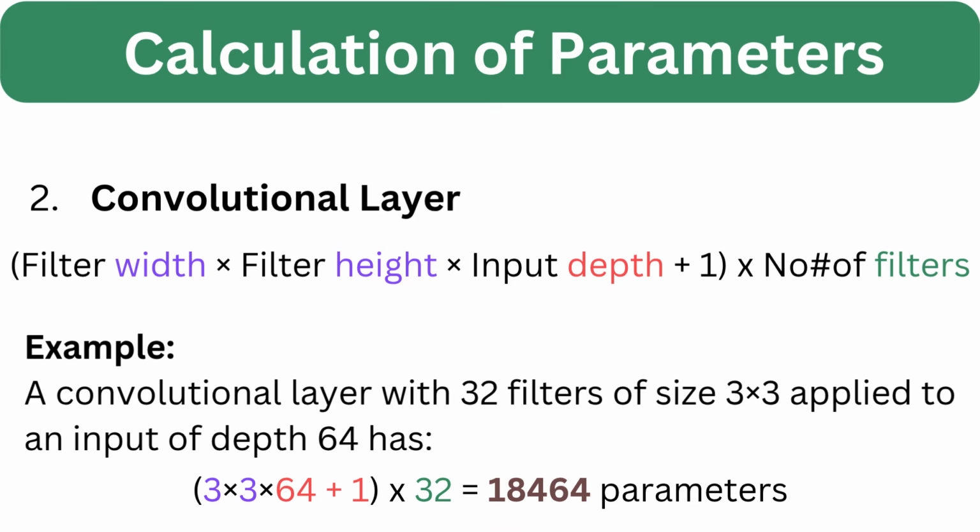There is one more way to calculate the same thing. Look at this formula: filter width times filter height times the input depth, plus 1. This is the number of trainable parameters for one single filter. A filter is 3 by 3 by 64 and there is one bias attached to the filter. And there are 32 filters, and if you multiply by 32, we will get 18,464. So both formulas bring the same result. You can use either of them.